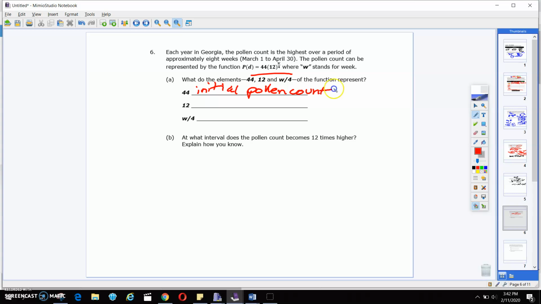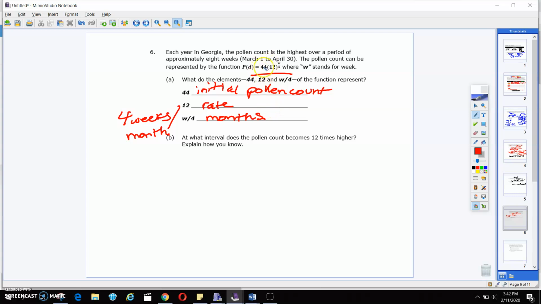Which I don't know if you know this, but over 30 is really bad, I think. 12 is going to be the rate. W divided by 4 is going to be the months, because we know that 4 weeks are in a month. So that's going to tell us the number of months. This says, at what interval does the pollen count become 12 times higher?